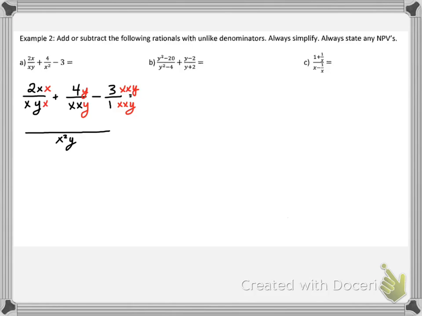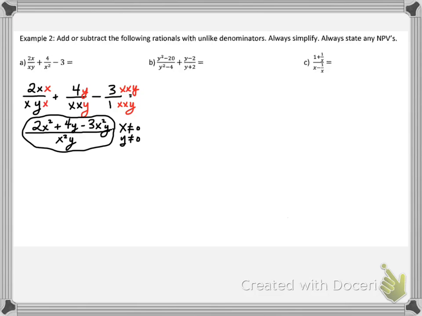Now I can simplify the numerators to get 2x squared plus 4y minus 3x squared y. And since all of the numerators are unlike terms, we're done, except to say that x cannot equal 0 and y cannot equal 0.